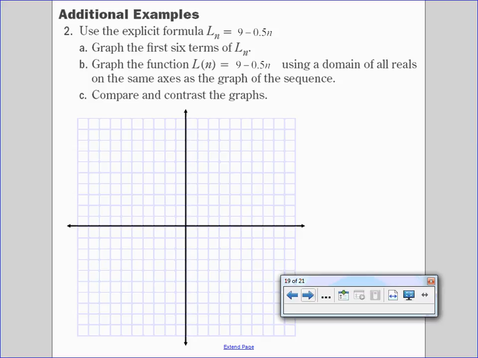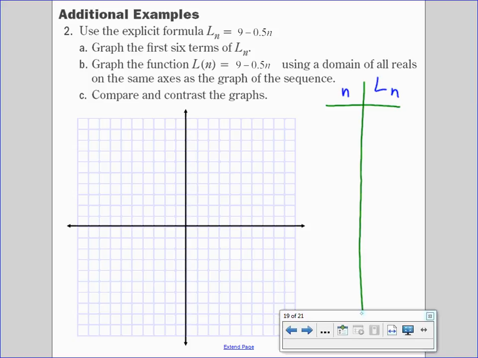Let's use the explicit formula L sub n for a sequence equals 9 minus 0.5n. What we're going to do is graph the first 6 terms of L sub n. So just like we had n and t sub n in a table, I'm going to do the same thing, but for n and L sub n. So n is my term number, and I'm going to pair that with my term value, L sub n.